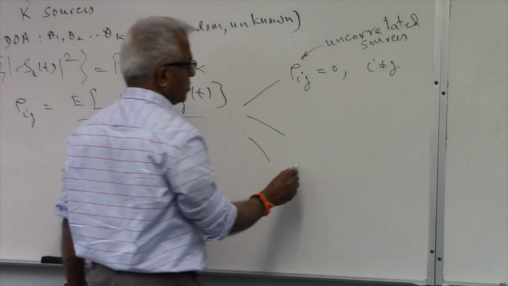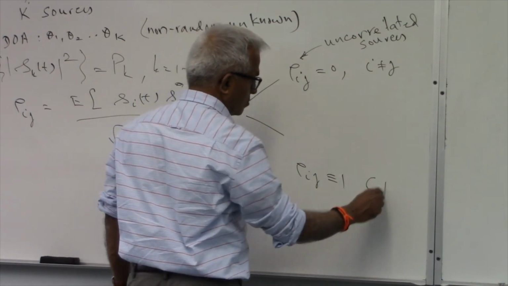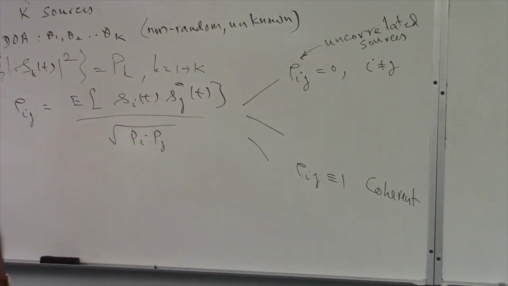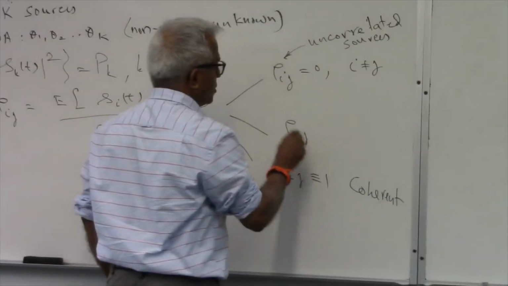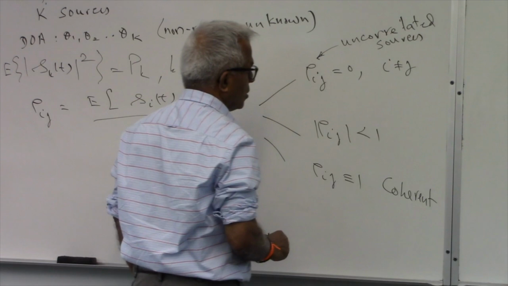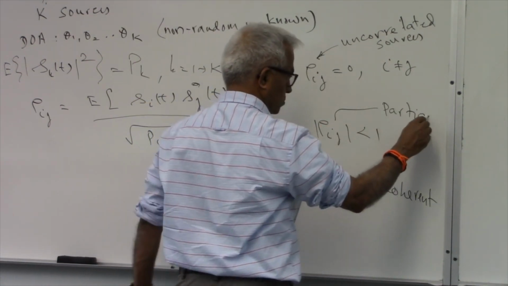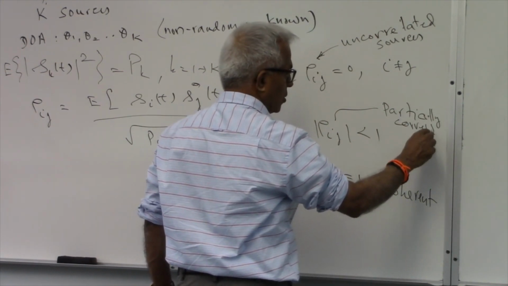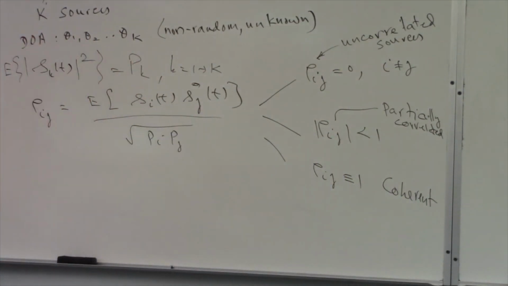And the other extreme is the coherent situation. And then, of course, in between you have the partially correlated case. So you can imagine, in all these cases, we will want to know how to estimate the directions.